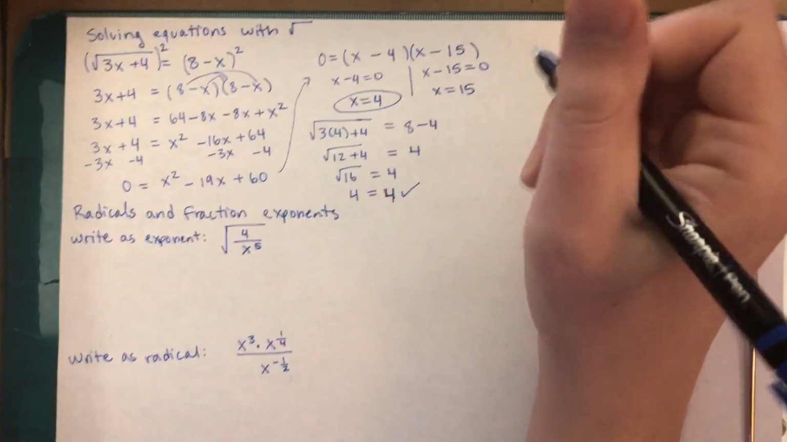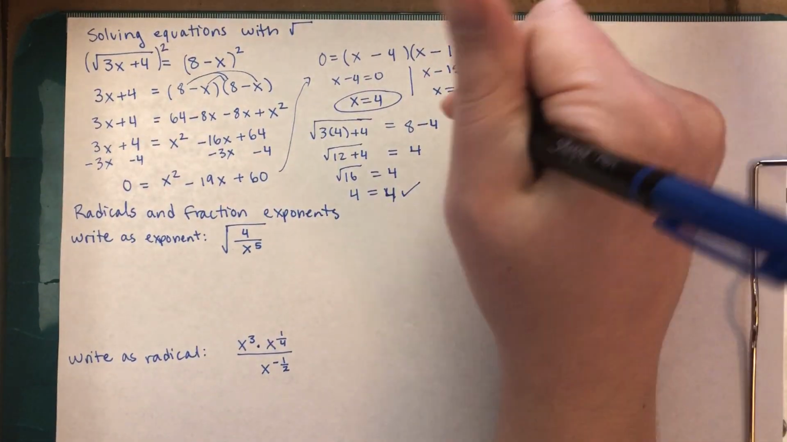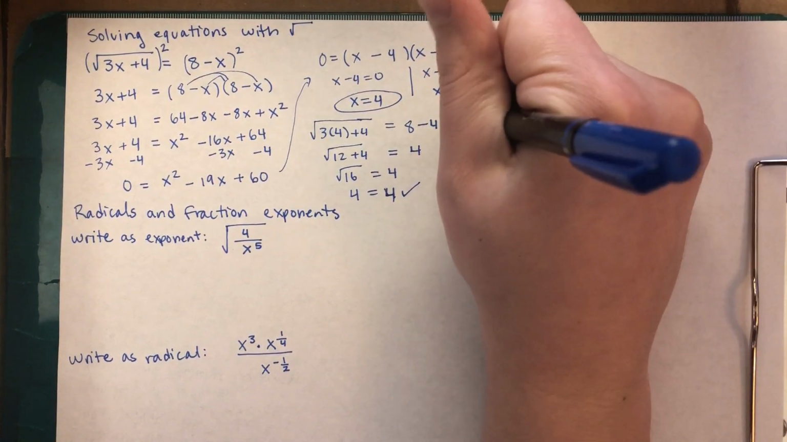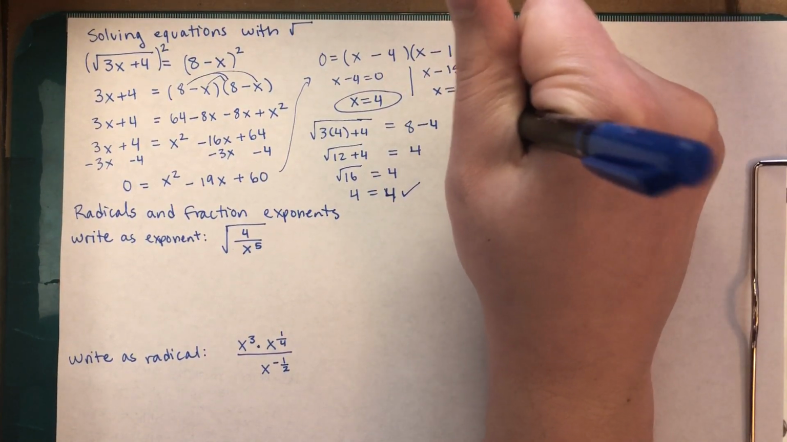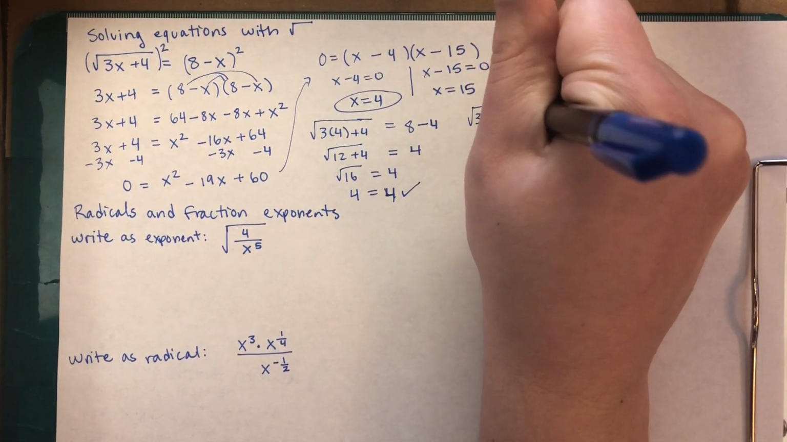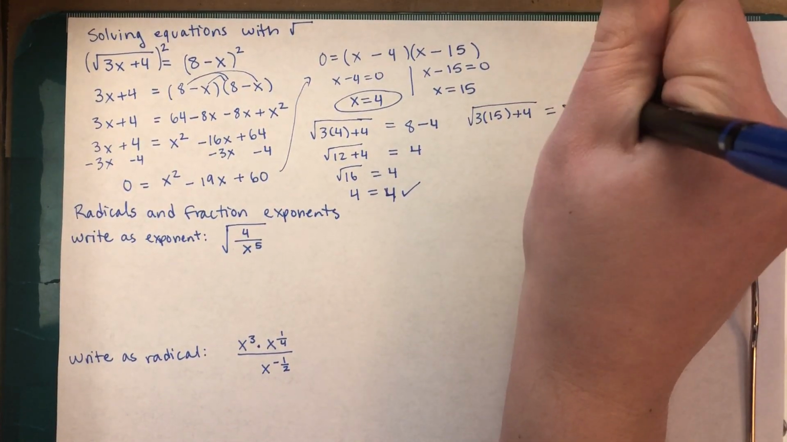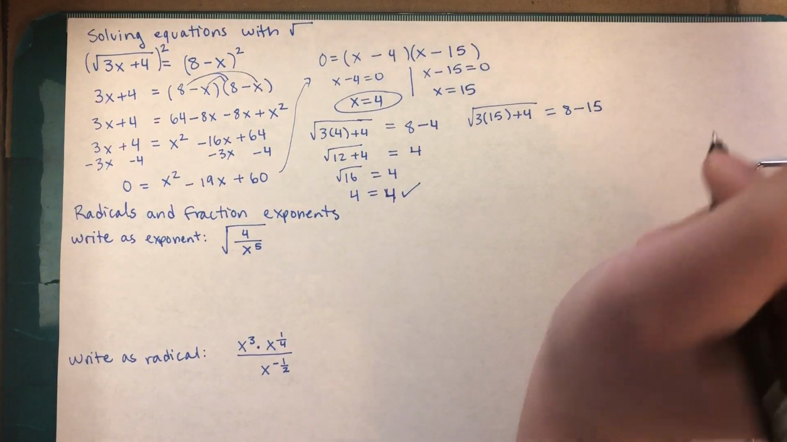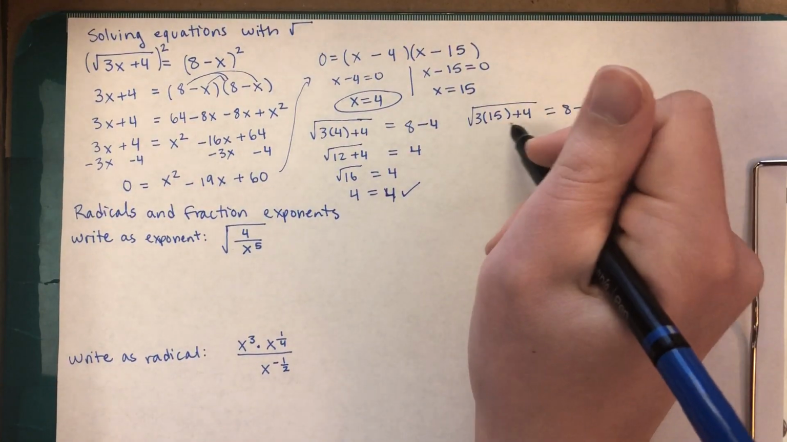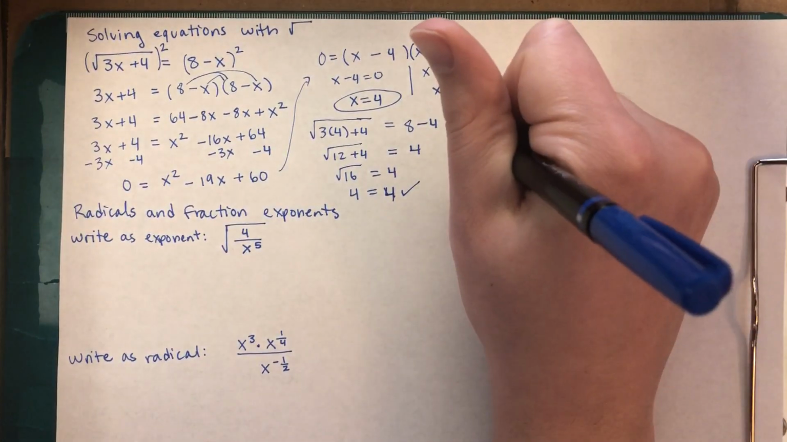This solution, let's see what happens. 3 times 15 plus 4 equals 8 minus 15. 3 times 15 is 45.